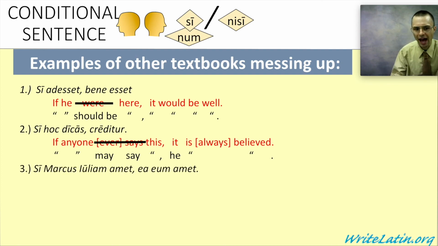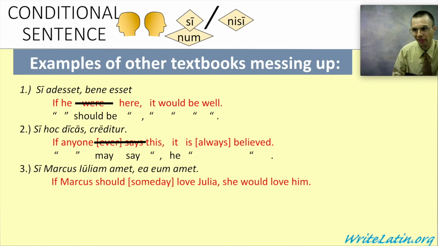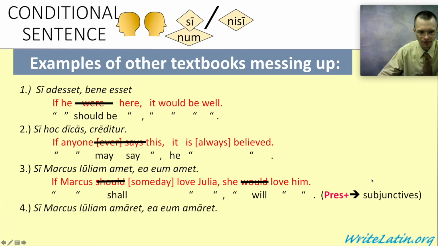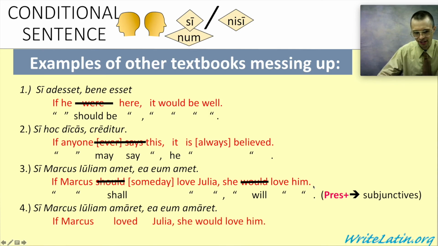See, Marcus Julium amet, ea elm amet. Two subjunctives, probably a SHW rule, but they'll say, if Marcus should someday love Julia, she would love him. I'm sorry, just keep it: if Marcus shall love Julia, she will love him. Both present looking forward subjunctives. The same book says, if Marcus amaret Julia, she amaret eam. And they'll translate this as, if Marcus loved Julia. They claim this is an imperfect subjunctive, but they don't even do it like a was blanking. But this is obviously not as good as, if Marcus should love Julia, she would love him.